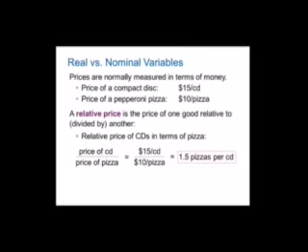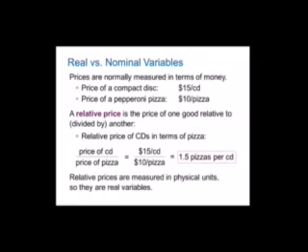That's what we're doing here too. We're measuring the value of a CD in terms of how many pizzas we have to give up. So relative prices are measured using physical units, so they are real variables. We have something very concrete here, in this case pizza, that has a certain value. So we're measuring the value of other products using the pizza.